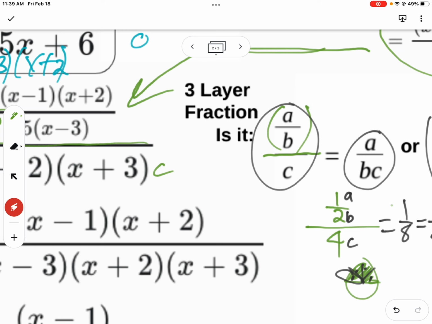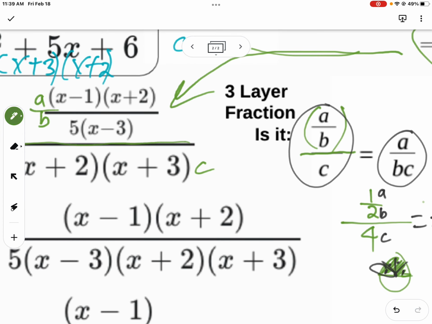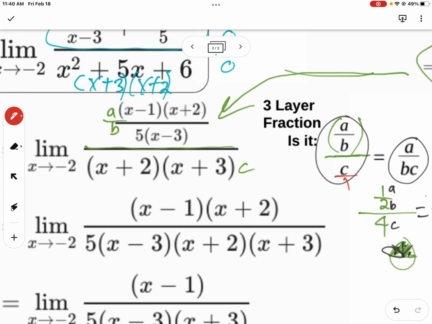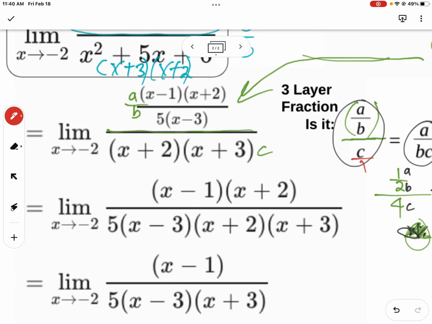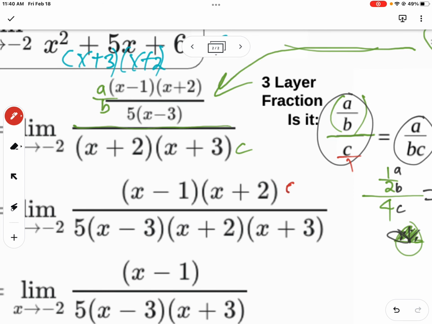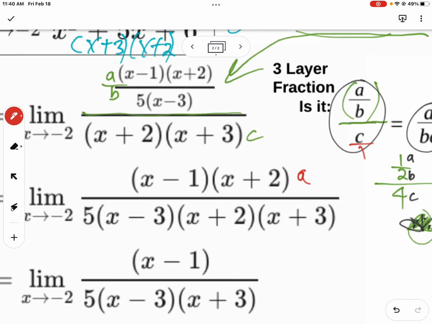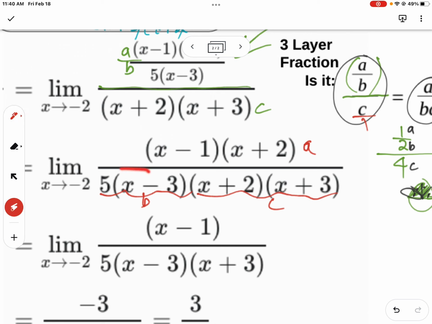Again, you can do the invert if you want: go over 1, flip the bottom and multiply. I can do it that way. Or I can just recognize it's A over B all over C, and then that's A over BC. So I just write it that way. There's your A, and your B is right there, and your C is right there. A over BC. There's B, there's A, and there's C.